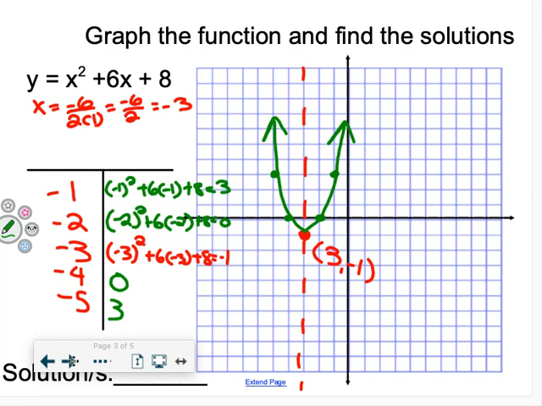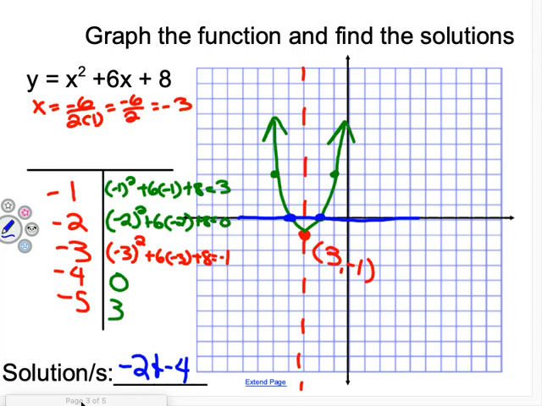And then this has one last question. We just did this on the last page. What are our solutions? Well, what's nice is we already found those, right? Where does it cross this line? Well, it's at these 2 points, negative 2 and negative 4.